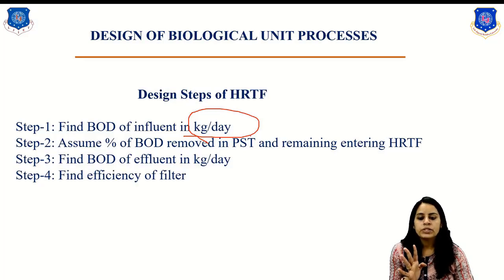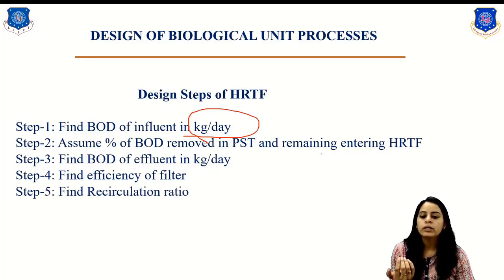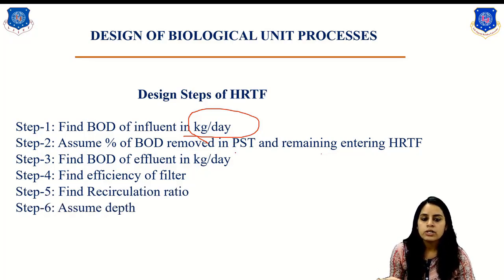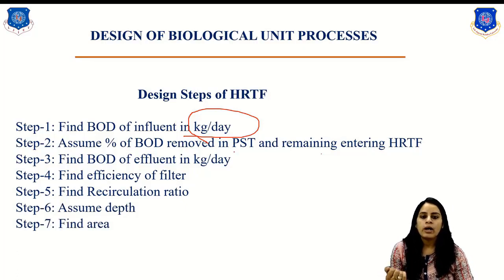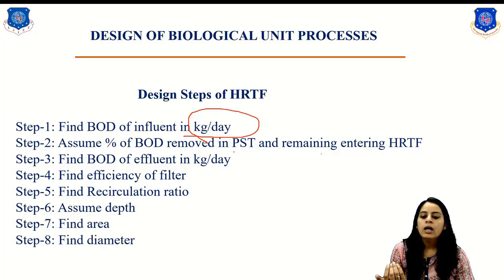Step 4 is to find the efficiency of the filter. Step 5 is to find the recirculation ratio, and step 6 is to assume the depth. Step 7 is to find the area. Step 8 is to find the diameter. So these are the basic steps for the design of a high rate trickling filter.